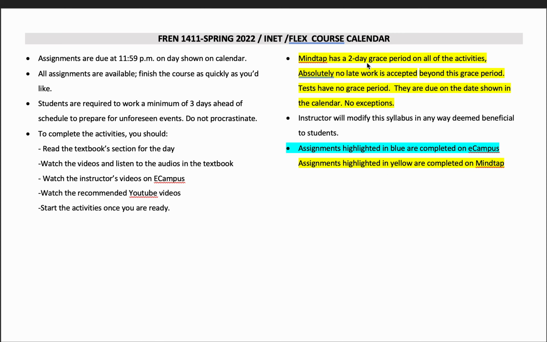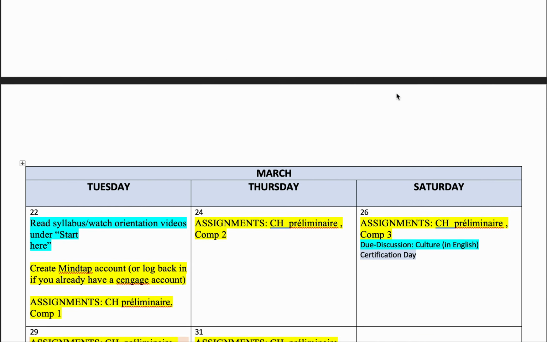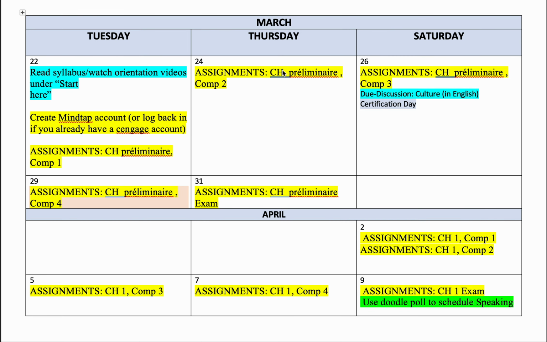Like I told you on our previous video, MindTap has a 2-day grace period on all of your activities. No late work is accepted beyond this grace period. The tests have no grace period. They are due on the date that is shown on this calendar right here. And on our calendar, the assignments in yellow, you can find them on MindTap. What you see in blue, these are the assignments that you will find on eCampus.